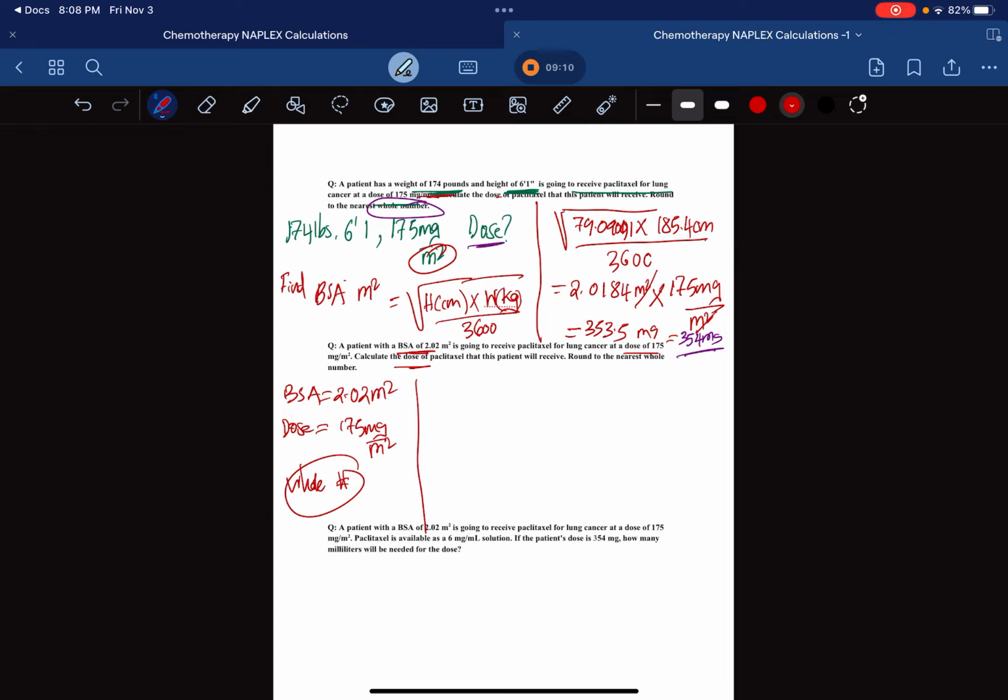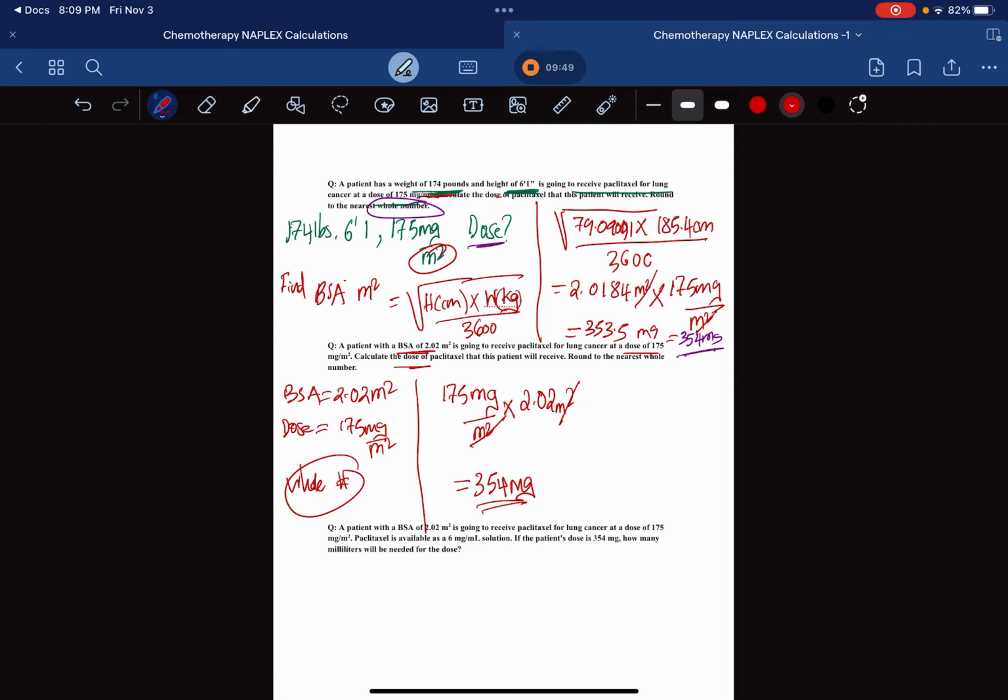This is a very straightforward question, which is wonderful. You don't have to calculate the BSA from the beginning. So meaning that 175 milligram, it's a matter of plugging in. Meters squared. Those two cancel out, and that will be 354 milligrams. It's already in whole numbers, okay?